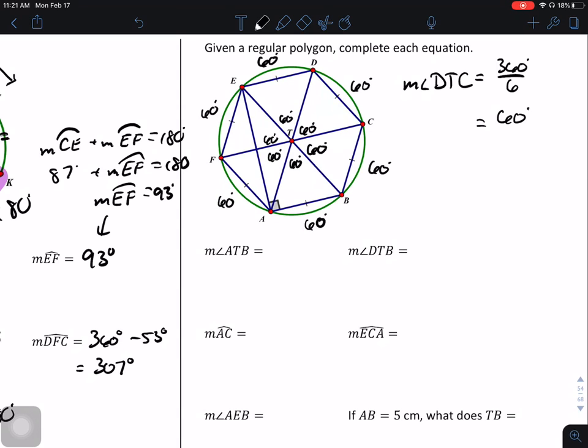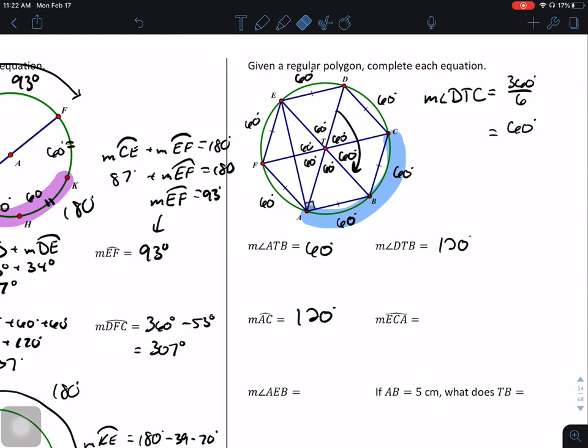Now let's see if we can answer some of these questions. What's the measure of angle ATB? Well, that's 60. We just figured that out. What's the measure of angle DTB? That's this angle here, which is 60 and 60, which is 120. Measure of arc AC. That's a 60 and a 60, which is 120.